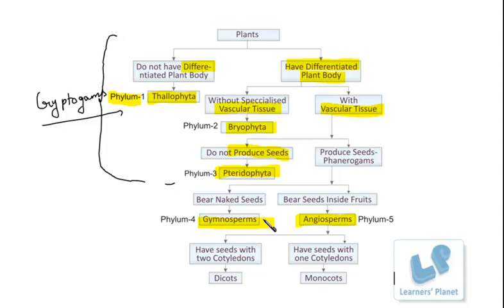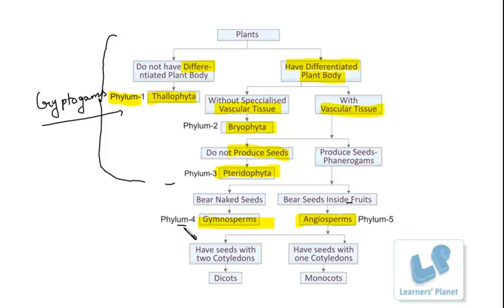On the other hand, the further group I said is the Gymnosperms, which are having the seeds, but these seeds are not enclosed inside the fruit or any other structure. So such type of group is known as the Gymnosperms. And the other is there, which is having of course a well differentiated plant body with developed vascular tissue, and in them the seeds are enclosed inside the fruits. So this is the next phylum, the next division in the plant kingdom.